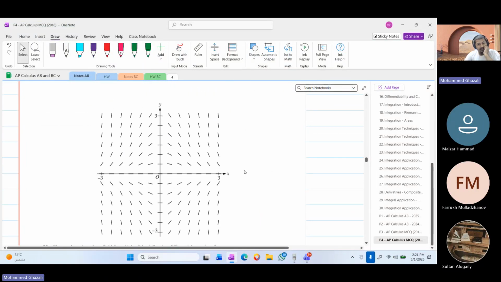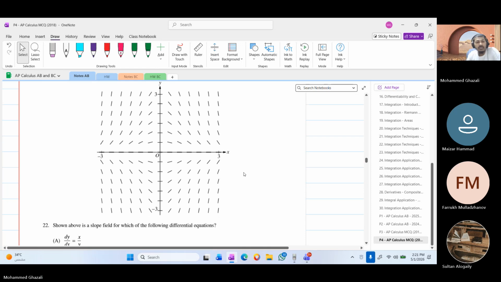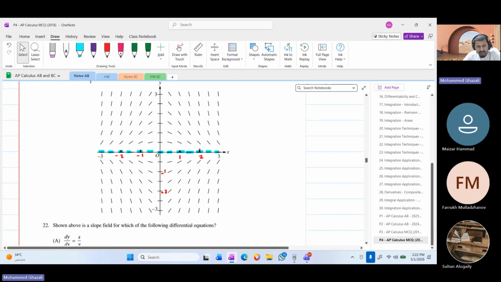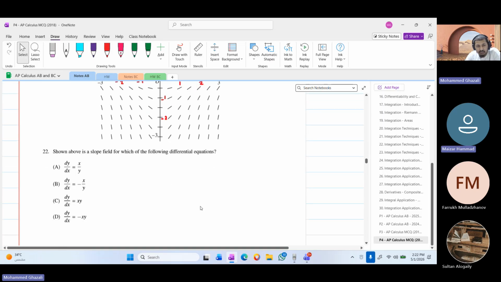Right, so now we have slope fields. Let's observe the slope field. Maybe you can take some interval. It's an equal interval, that's good: -3, -2, -1. Now look at the slopes on the x-axis, all zeros. Can you see? The slopes on the x-axis are all zeros. Are we good? So let's go.